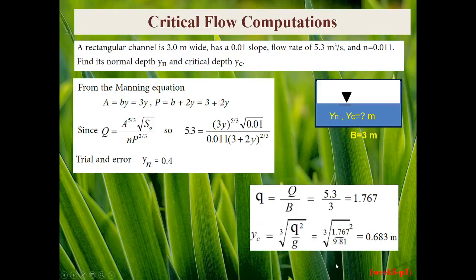Let me ask a question here. Now, you see that for this rectangular section, critical depth is 0.6 and normal depth is 0.4. What is the flow condition for this? You see, normal depth is below the critical depth, and it means that we have a supercritical flow condition in this channel.